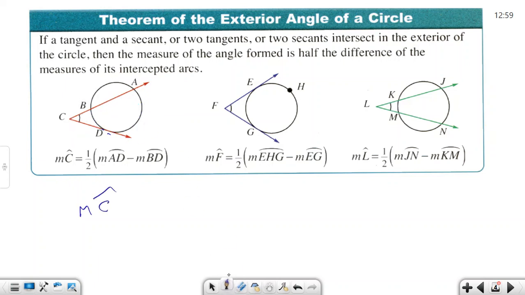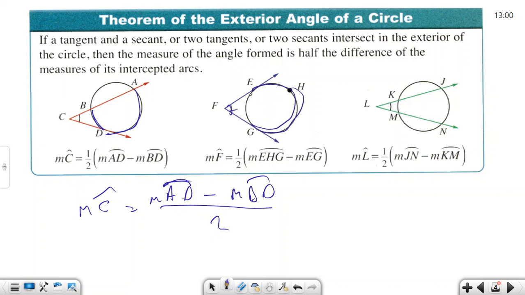So for this example, measure of angle C, there's only angle C here, is equal to the greatest arc AD, measure of arc AD, minus this arc, not the line segment, the smallest one, arc BD, divided by 2. So we subtract them. Same idea if you want to calculate this angle: arc EG minus the smaller arc, divided by 2, or arc GN minus arc KM divided by 2 gives the value of L for that one.